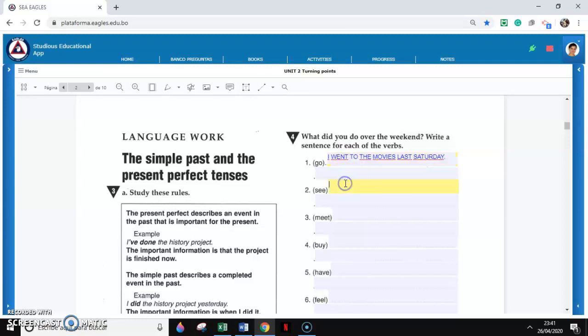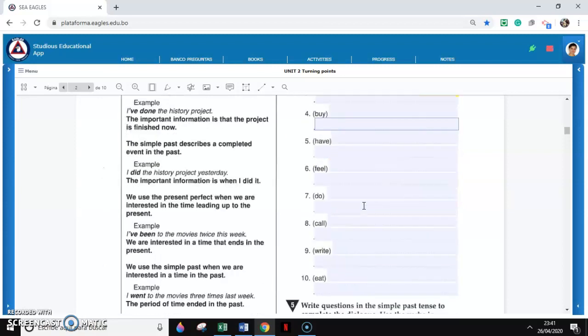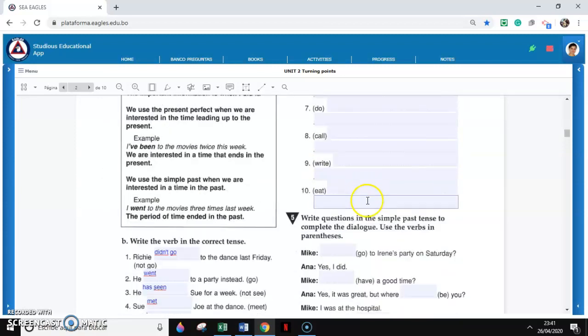So how about number 2? I saw an interesting movie. Yeah, so I'm using the past form of the verb see, which is saw. So I would like you to finish these sentences, please, on your own. Alright, once you finish, don't forget to take a picture and then send it to me on my Hangouts.